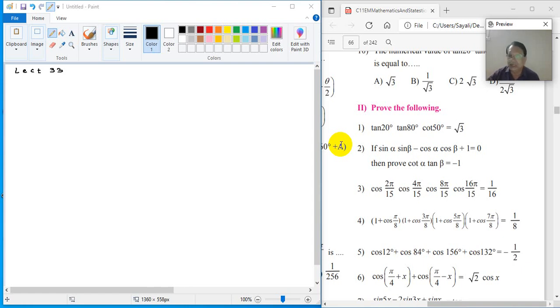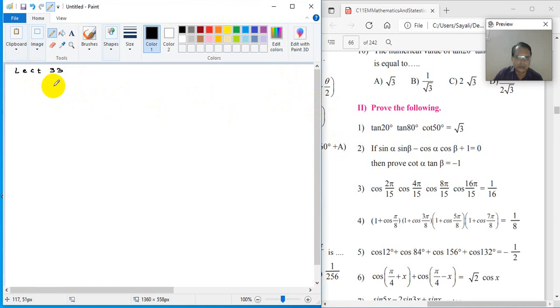See, we are solving the miscellaneous exercise of this chapter number 3. And in the previous two lectures we were discussing multiple choice questions. Now we will proceed further. See, in the second part of that first problem we are asked to prove the following, so we will start with that. This is actually the first problem from the second part.